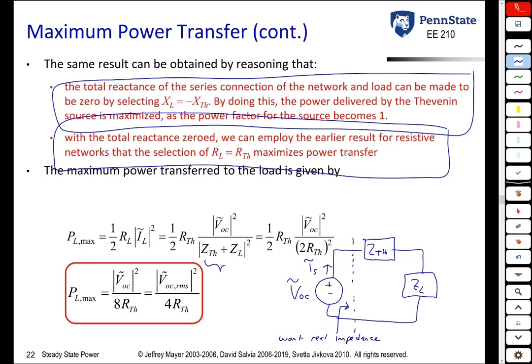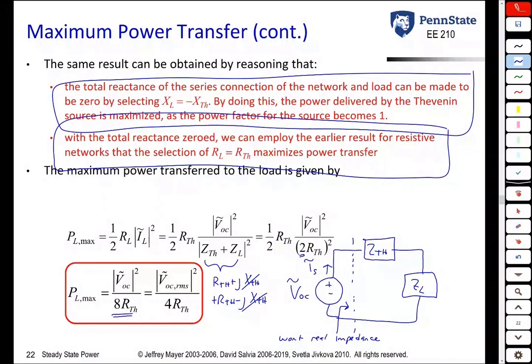But the impedance is Z Thevenin plus ZL. Z Thevenin is R Thevenin plus jX Thevenin. ZL is R Thevenin minus jX Thevenin. These two cancel, we just get 2 R Thevenin. And so the load power is 1/2 R Thevenin times the magnitude of the voltage squared divided by 2 R Thevenin squared. So that becomes VOC magnitude squared over 8 R Thevenin.